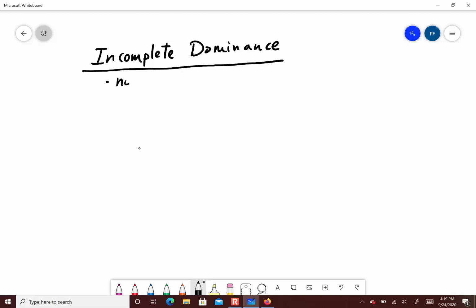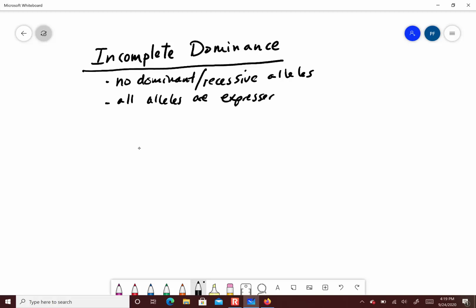So this one is about something called incomplete dominance. So in this case, there's actually no dominant or recessive alleles. So basically that's telling us that all alleles are expressed equally. So, before, if we had one dominant allele, it didn't matter what else was there. So now it matters what else is there.